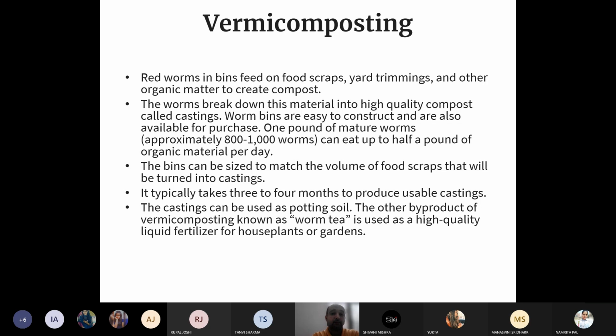When they are put in the bins on food scraps or yard trimmings, they work upon the organic matter to create the compost. That is what I am talking about. The worms break down this material into high quality compost called castings. Worm bins are easy to construct and are also available for purchase. I don't think that we need to purchase them.